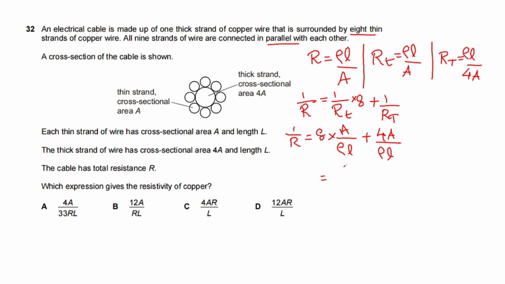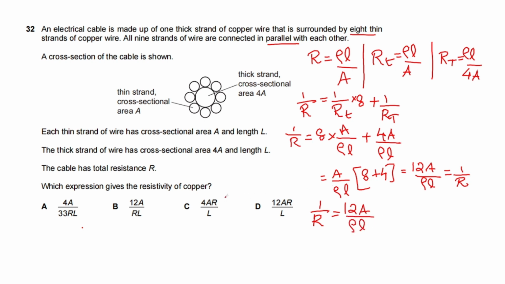In this case, you can take A divided by rho L as common. So you'll be getting 8 plus 4, which is 12A divided by rho L. From this formula, 1 by R is equal to 12A by rho L, we can rearrange to find the resistivity. Taking R to the other side, resistivity is equal to 12A times R divided by L. So which one is the correct answer? Option D.